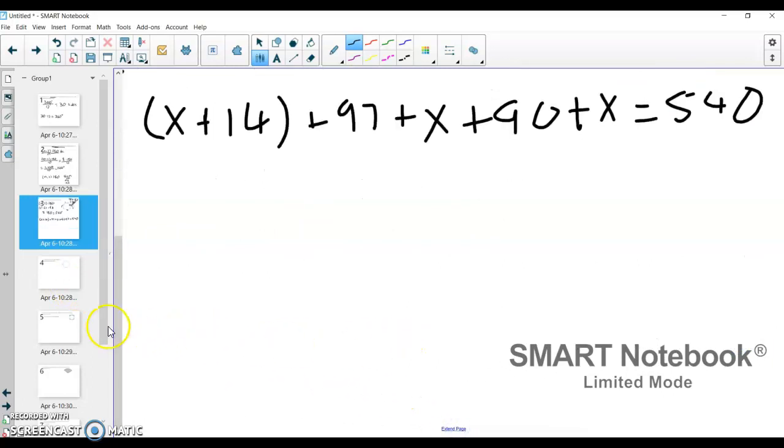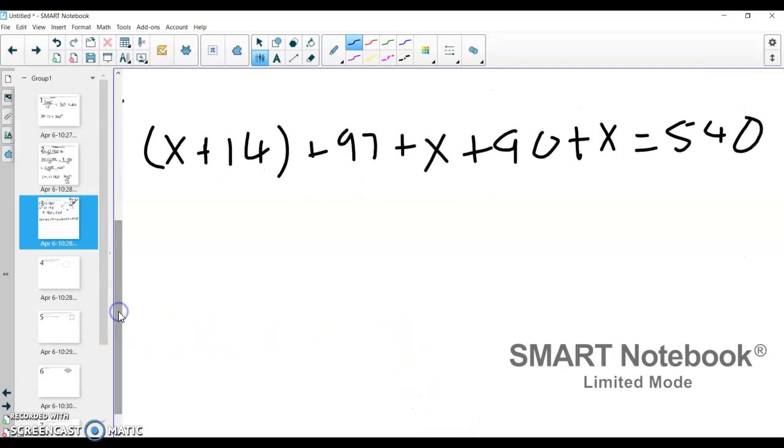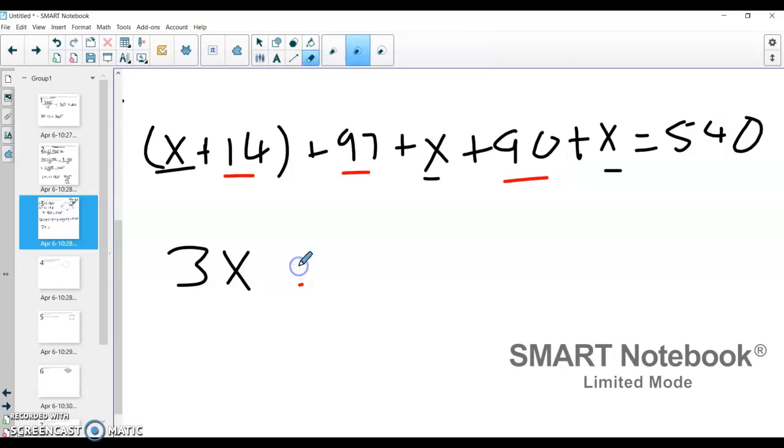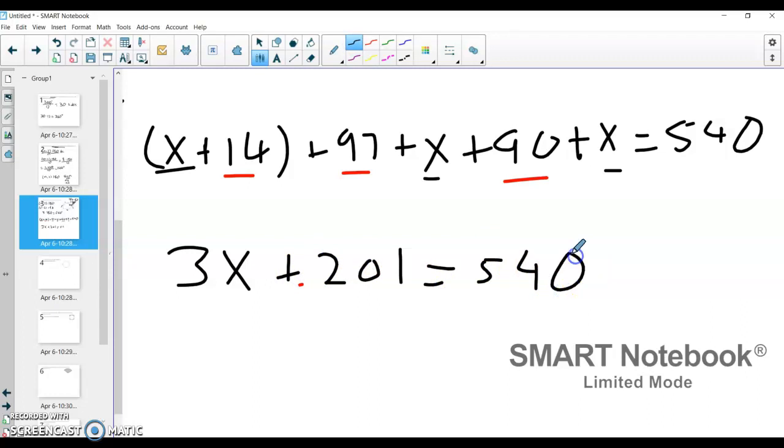And then I start combining my like terms, so I combine all my x's and all my non-x's. So I have an x, another x, and another x. They're all being added, so x plus x plus x gives me 3x. And I'm going to put it in red, I have 14, 97, and 90. I need to add all those up. So 14 plus 97 plus 90 gives me plus 201. I'm going back to using black here. 3x plus 201 equals 540.